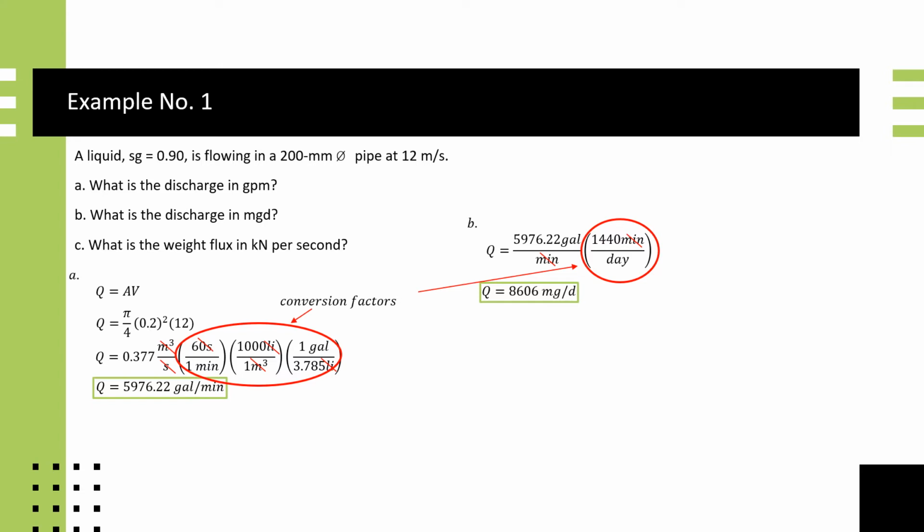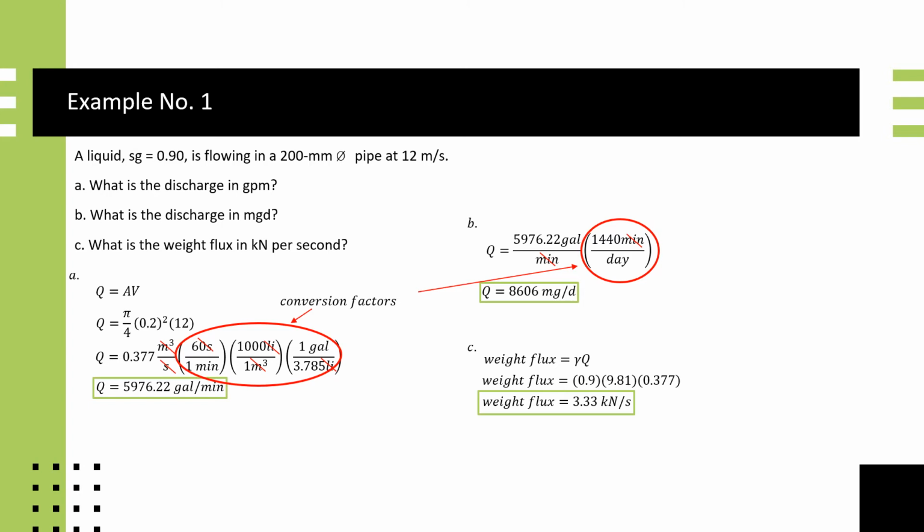And lastly, weight flux in kilonewton per second. Ang ibang tawag doon sa ating discharge in kilonewton per second, it is also called weight flux. So, weight flux is equal to gamma Q. Q is equal to AV, so gamma AV, kaso nga lang, may given na palang Q. So, gamma Q na lang talaga siya. 0.377, and 0.9 dahil given na SG. 0.9 times 9.81 times 0.377. Calculate yan, so makakakuha kayo ng final answer na 3.33 kilonewton per second. That is your final answer in letter C.